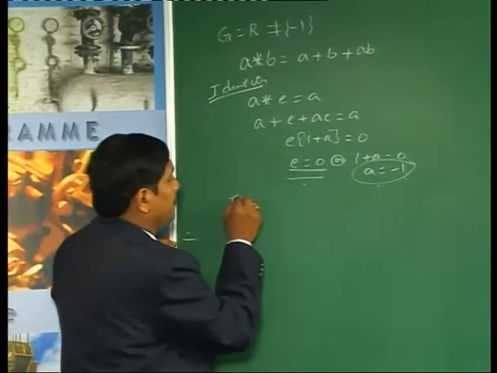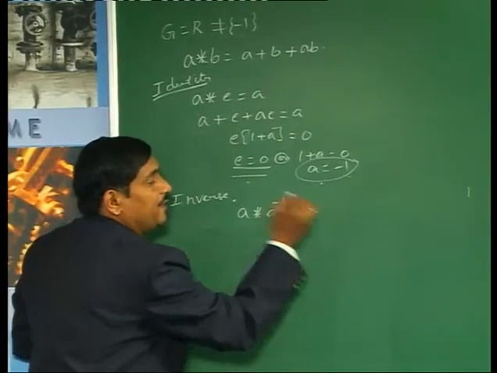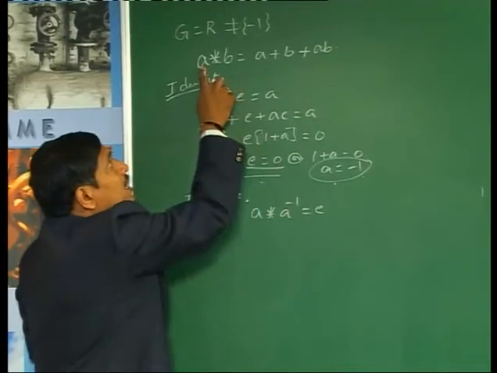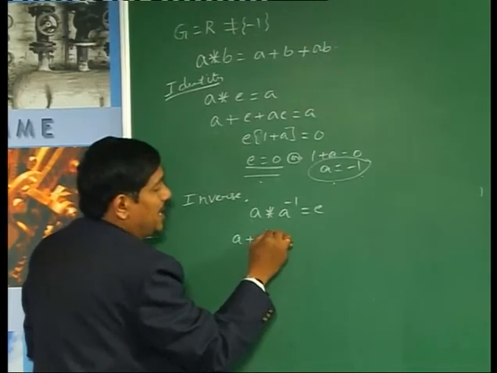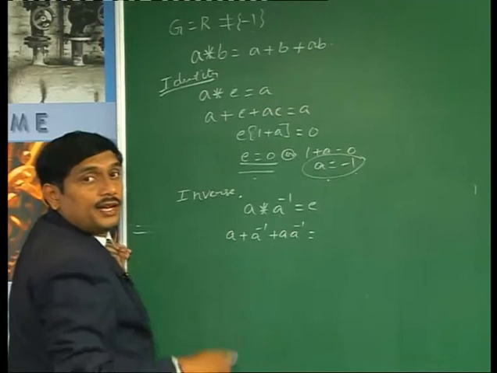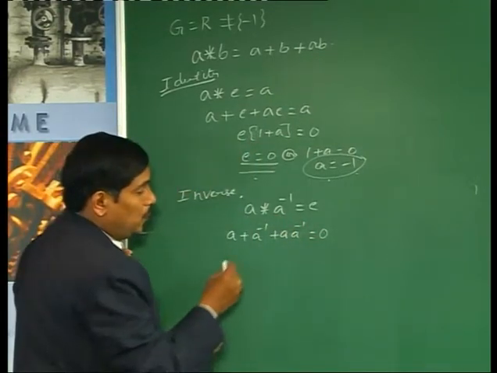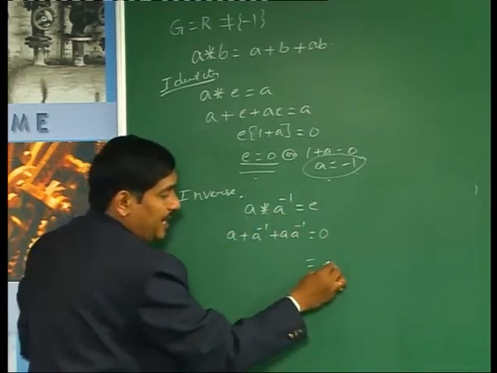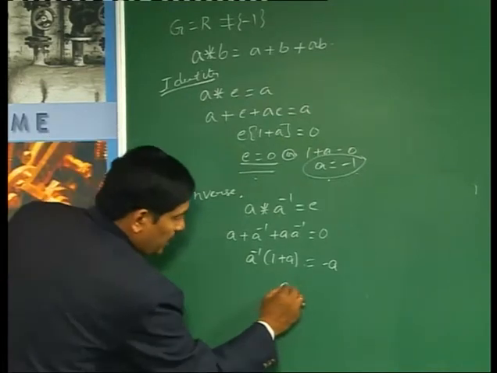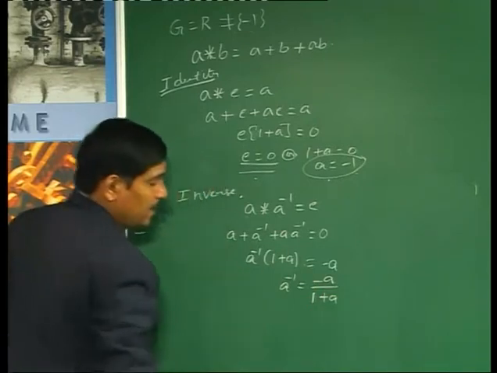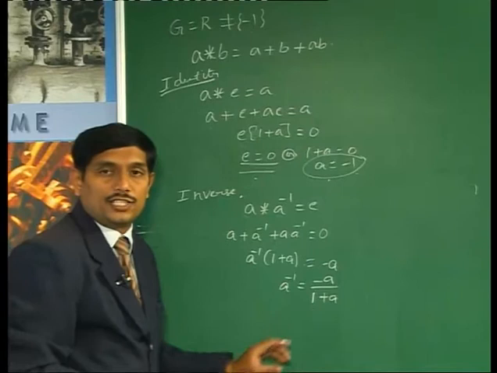What is the next condition? The next one is inverse. What is inverse? A star A inverse equals E. This is the definition of inverse. Here A star B can be written as A plus B plus AB. Then A star A inverse means A plus A inverse plus A times A inverse equals E. In this problem the identity element E equals 0. Therefore we take A to the other side, which becomes minus A. Then A inverse is a common factor: A inverse times (1 plus A) equals minus A. Therefore A inverse equals minus A divided by 1 plus A. So if A is present in R, then A inverse is of the form minus A divided by 1 plus A, and this is also a real number.